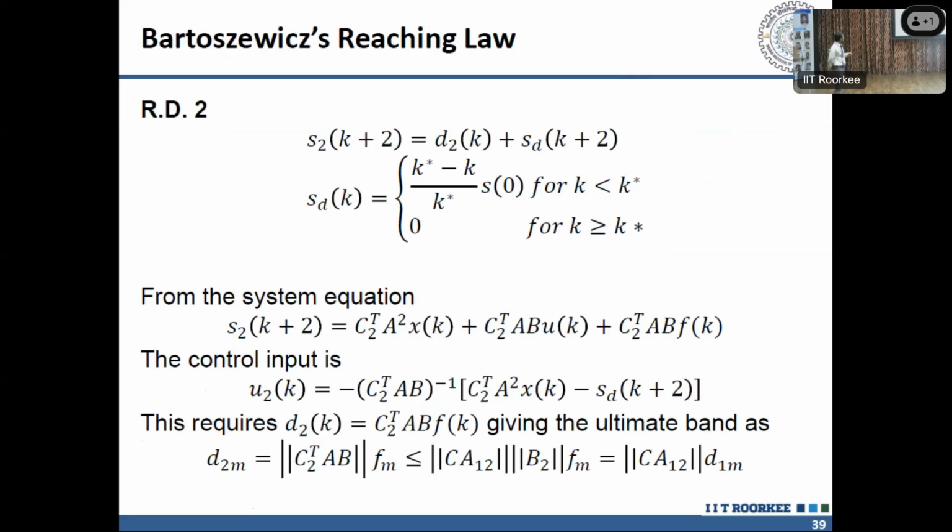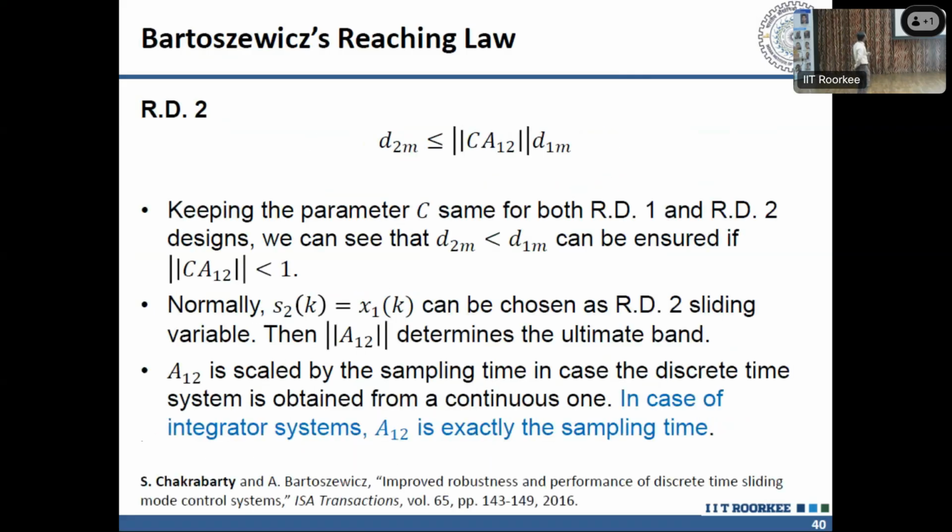This means that there is a relationship between the ultimate band found with relativity 2 reaching law and the ultimate band found with relativity 1 reach. So let us see what this relationship is saying. The parameter C is the same for both RD1 and RD2, we have kept it the same. We will be able to make D2M less than D1M only when C A12 is less than 1. When does this happen? It gets determined by a combination of C and A1.